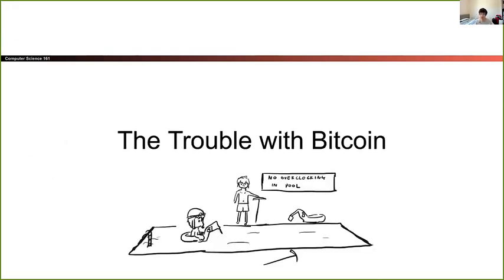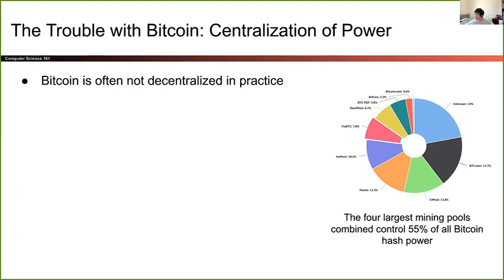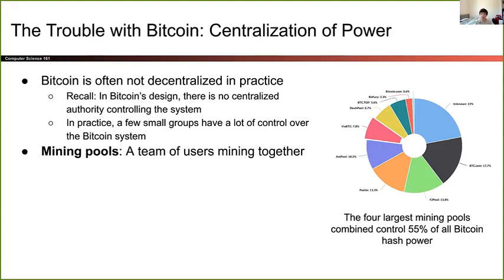All right, the trouble with Bitcoin. First one, centralization of power. In theory, Bitcoin is decentralized because no one has control over the network. But in practice, a few small groups have a lot of control over the system. And this is created by something called mining pools.